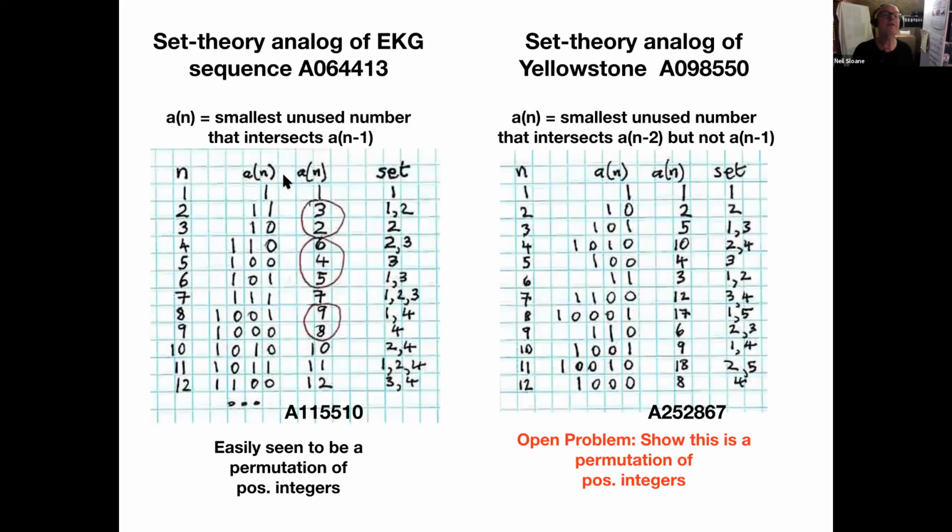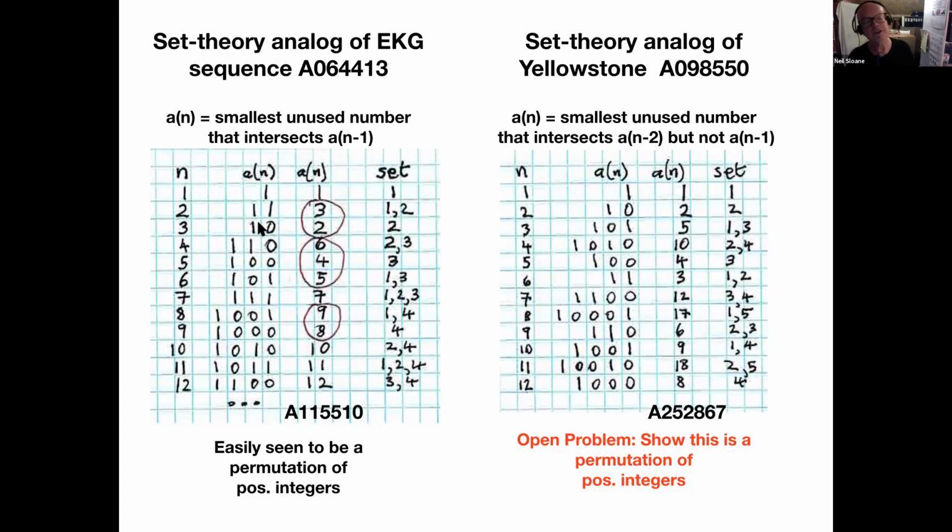So the set theory analog of the EKG sequence, the rule is a(n) is the smallest number you haven't used that intersects the previous number. And we start with 1, all right? So we want a number that intersects 1 and is the smallest possible. So 3 works, because 3 is 11, and those two ones intersect. So it begins 1, 3.